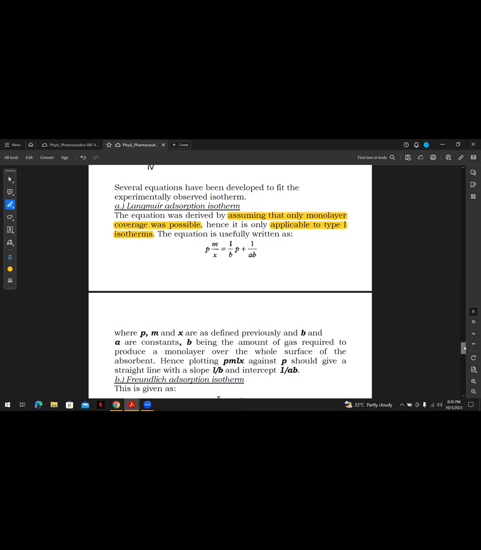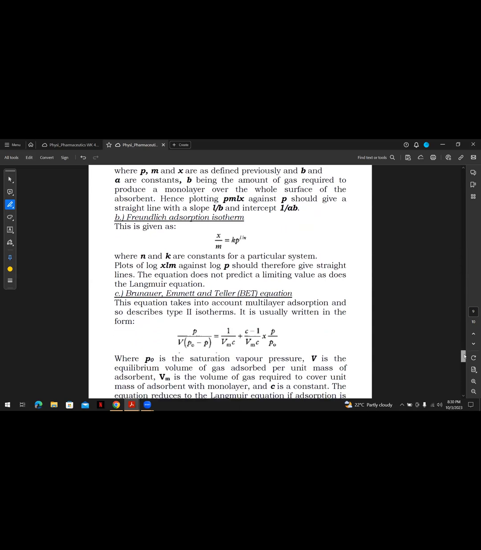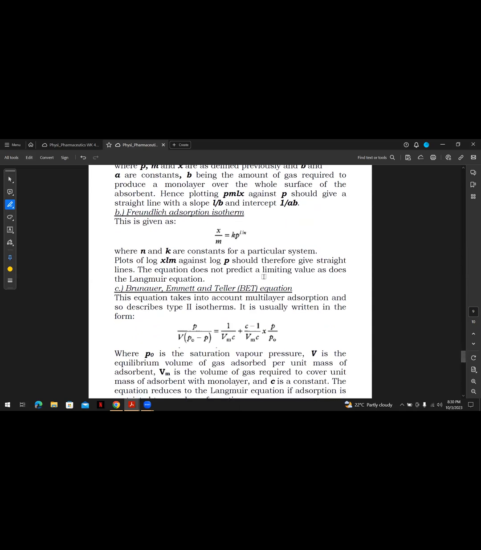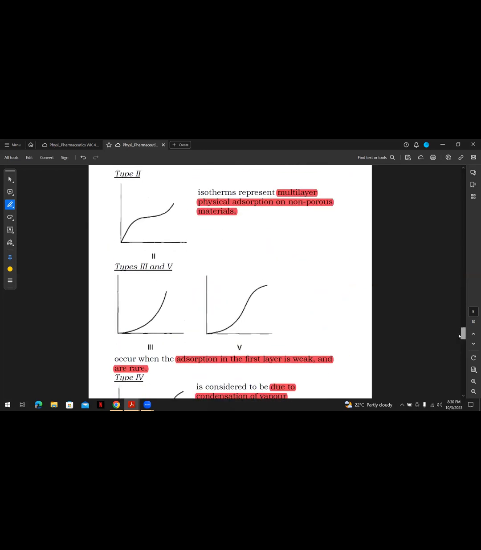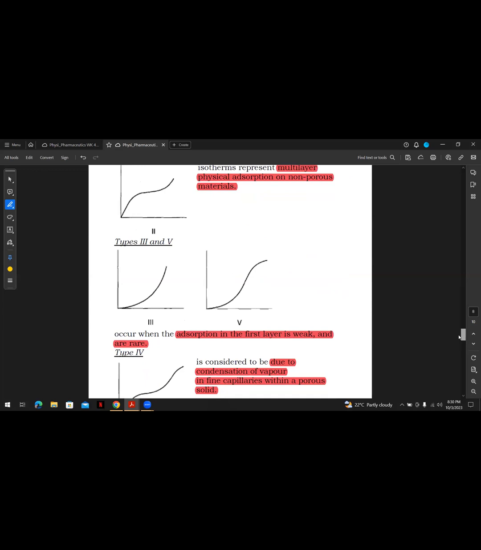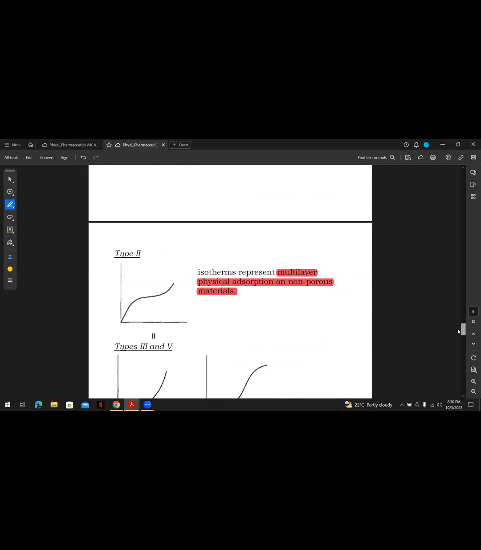Then the second one is the Freundlich adsorption isotherm. This is given as x over m equals kp to the power 1 over n, where n and k are constants. This equation does not predict a limiting value, as does the Langmuir equation. So I think this Freundlich adsorption isotherm would represent the isotherm type 2 and type 4, because you can see it goes, it plateaus, then it keeps going up. So there's no limiting value as per the graphs. If you go back to the graphs up there, you'll see it just kept going up. There was no specific plateau for the type 2 and the type 4.